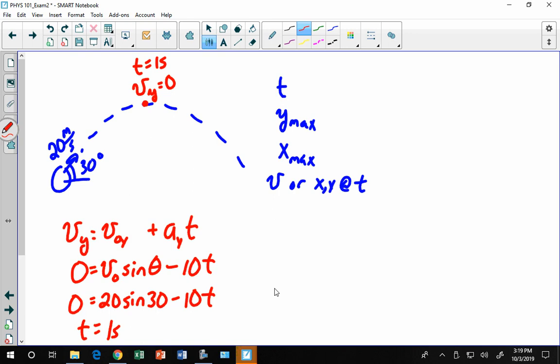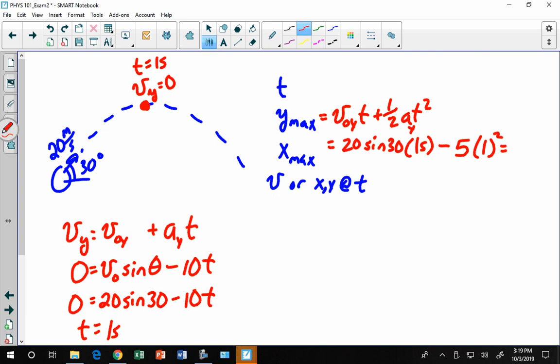So several things I could ask. I could say, what is y max? I would say V naught y t plus 1/2 a y t squared. That's going to be V naught sine 30, 20 sine 30, times 1 second, because that's the time at y max, minus 5, that's half of negative 10, times 1 squared. So that's 10 minus 5, that's 5 meters.